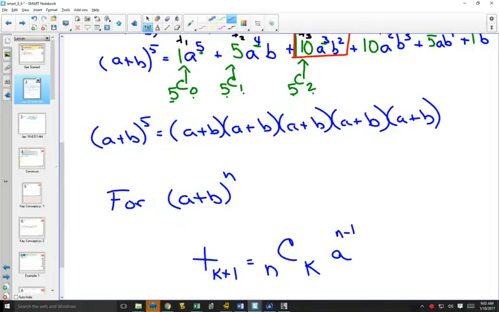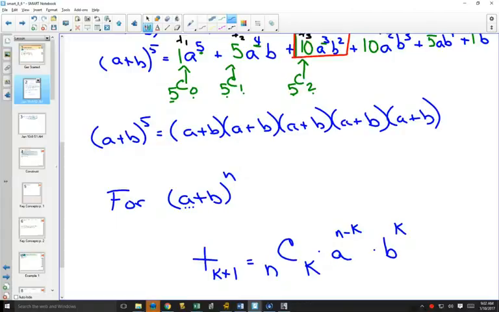N minus k. A is whatever is the first term. Yes, it'll be just like when we expanded it, it's a number times a to an exponent times b. And again, look at n and k. What is the pattern for the exponent for b? It's just k.